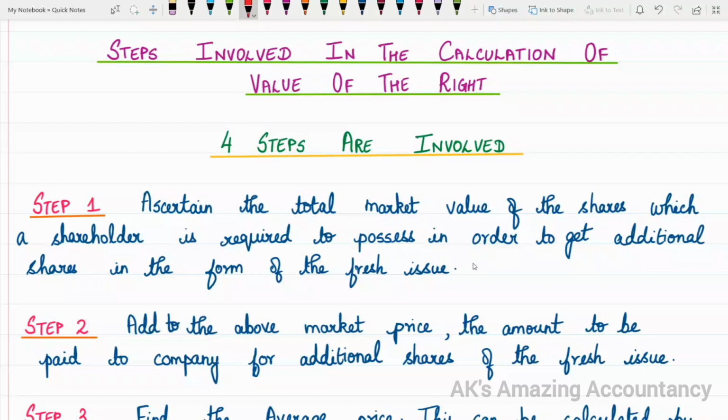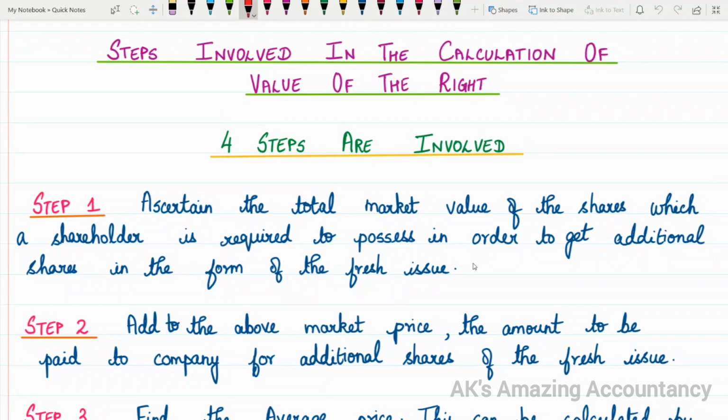Today, I am going to tell you about 4 simple steps involved in the calculation of the value of rights. I'll be working out a simple problem also. Let me proceed further now. 4 steps are involved in the calculation of the value of the right shares. So let us see what these 4 steps are, one after the other.